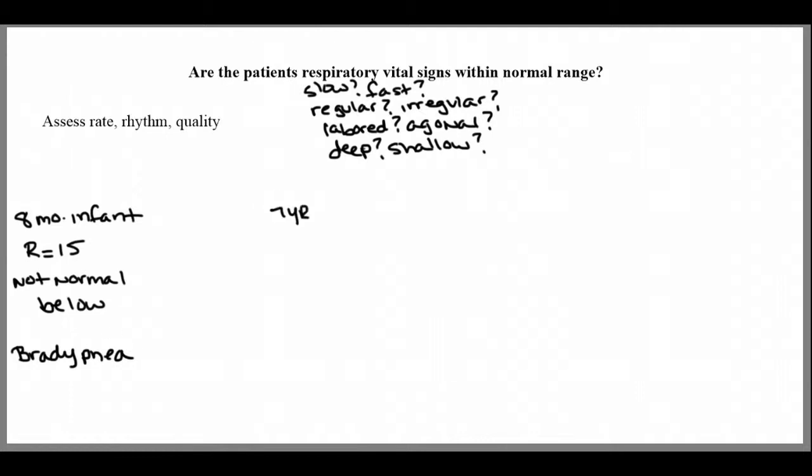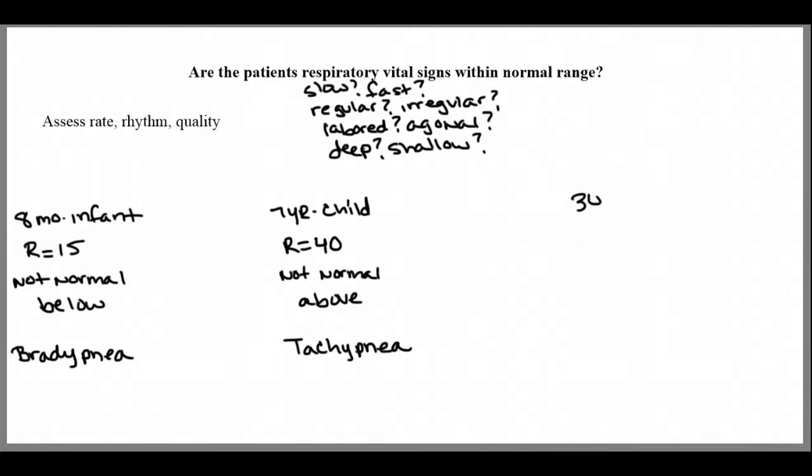Say your patient is a 7-year-old child with a respiratory rate of 40 breaths per minute. Referring to the chart, you see that this is not within the normal range. It is above it. This condition is referred to as tachypnea. Tachypnea is a condition in which the respiratory rate is above the normal range.